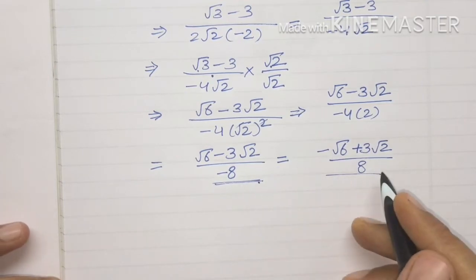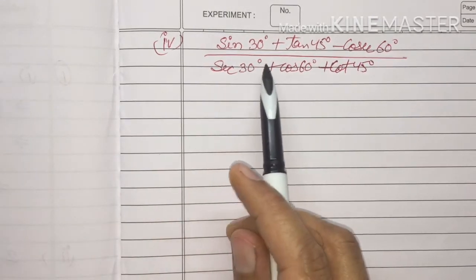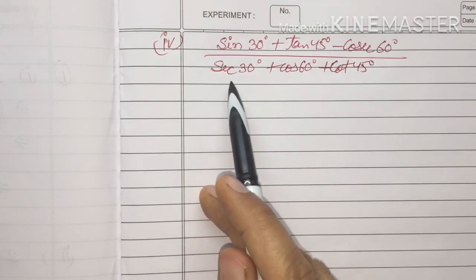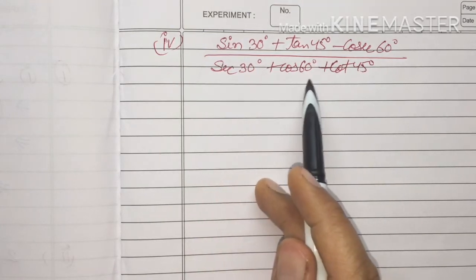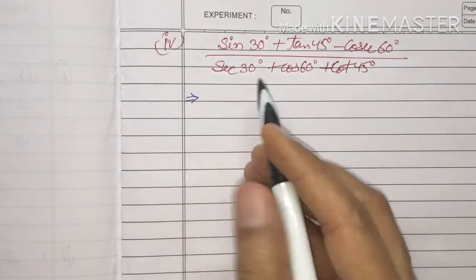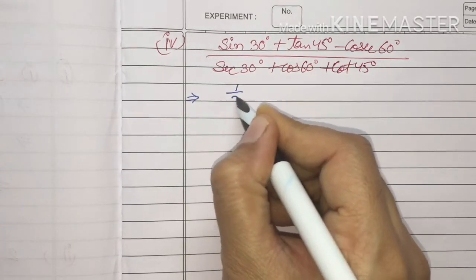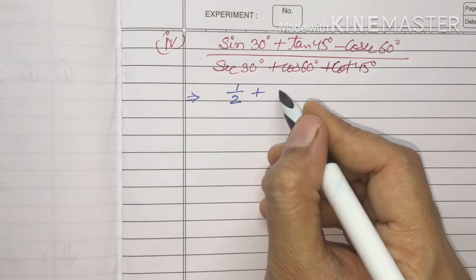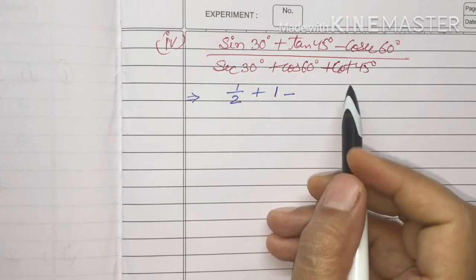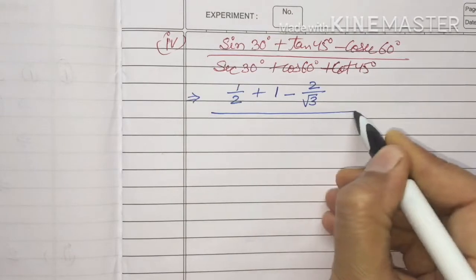Both answers are right. The next part of question number 1, the fourth part, is sine 30 degree plus tan 45 degree minus cosecant 60 degree upon secant 30 degree plus cos 60 degree plus cot 45 degree. So let's solve it. We will put the value for sine 30. Sine 30 is 1 upon 2 plus tan 45, so tan 45 is 1, minus cosecant 60 degree. Cosecant 60 degree is 2 upon root 3.